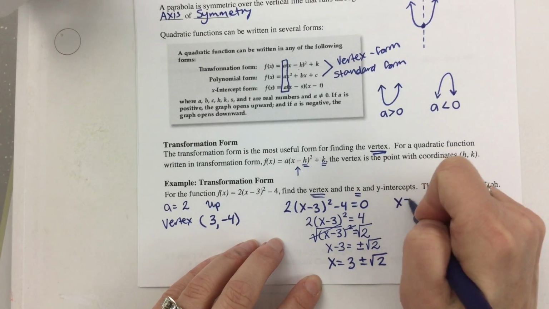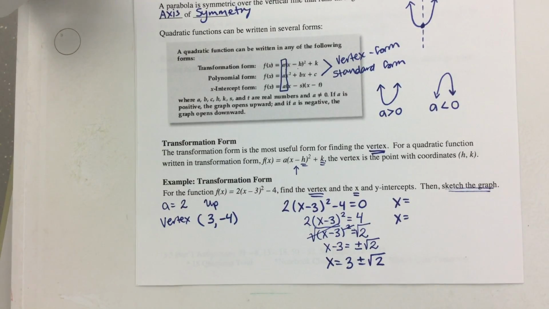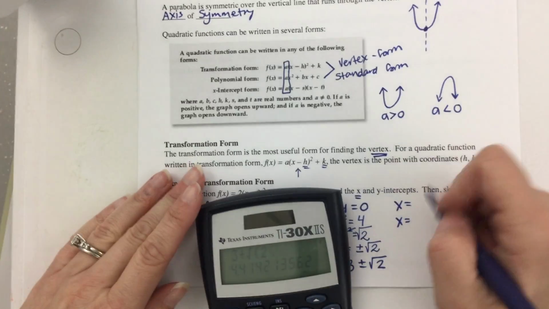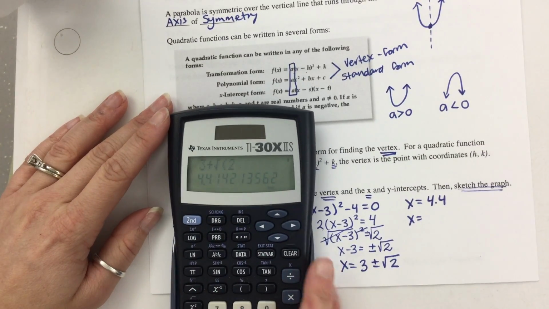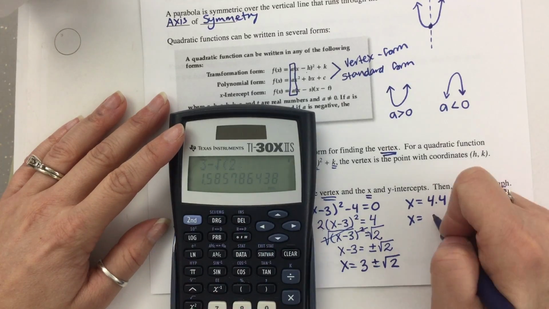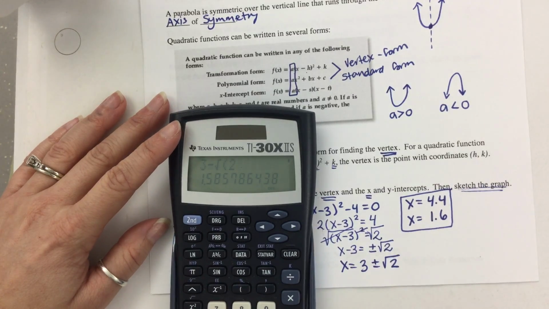Now, since I'm graphing, I want to know what those values are in decimal form. So I just go ahead and calculate it. If I have 3 plus the square root of 2, I have one intercept at 4.4 if I round to the tenth. Then if I have 3 minus the square root of 2, that's 1.6. So there are your x-intercepts.